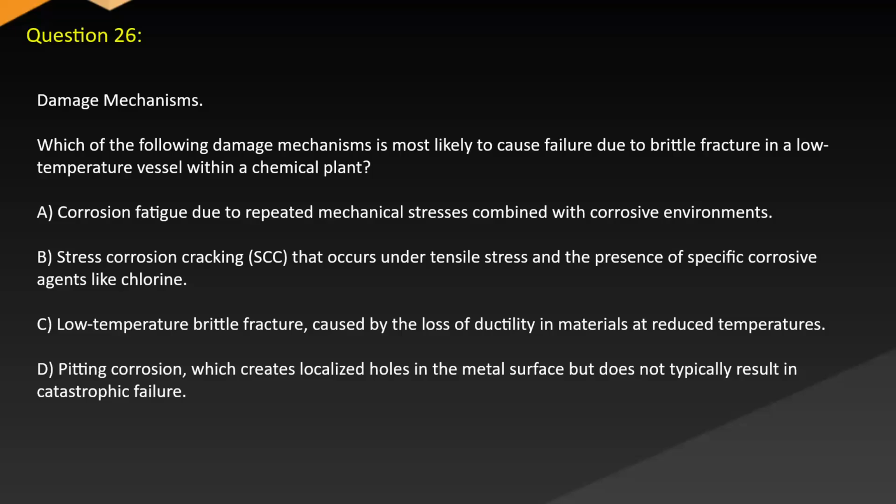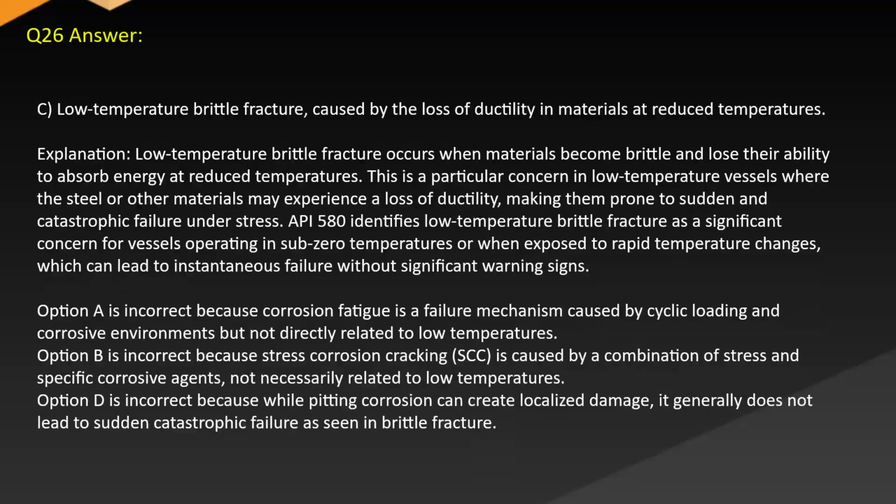C. Low-temperature brittle fracture caused by the loss of ductility in materials at reduced temperatures. D. Pitting corrosion, which creates localized holes in the metal surface but does not typically result in catastrophic failure. Answer: C. Low-temperature brittle fracture caused by the loss of ductility in materials at reduced temperatures.